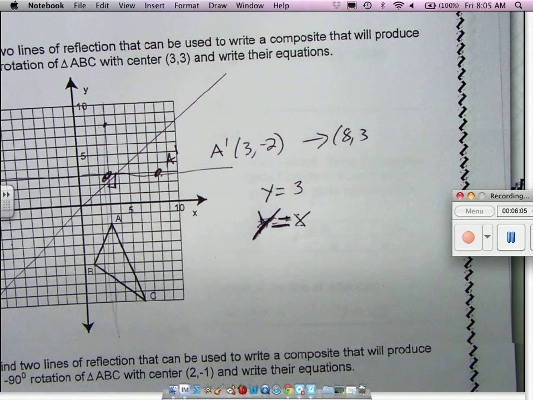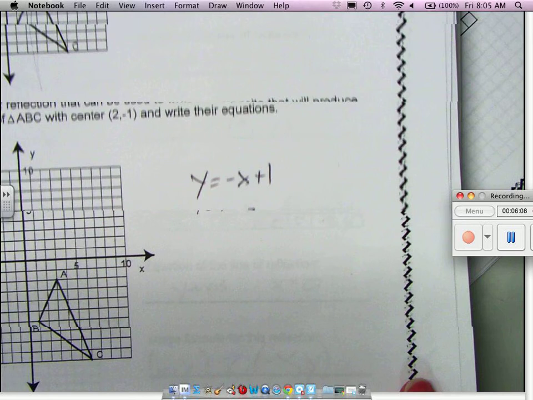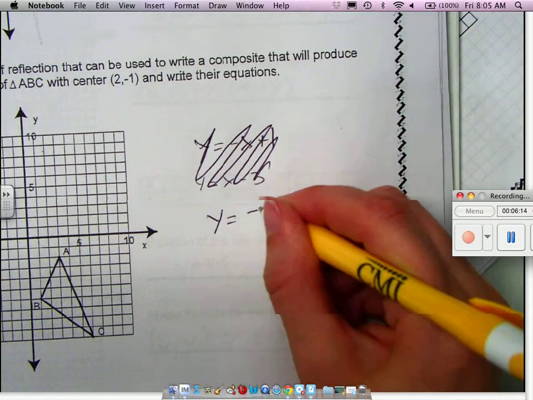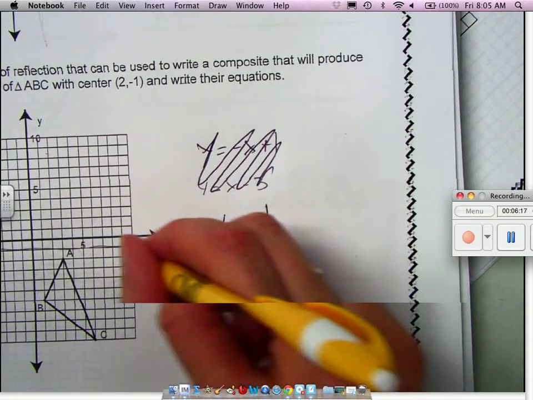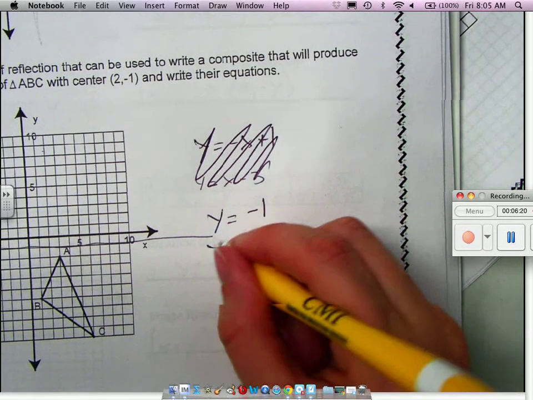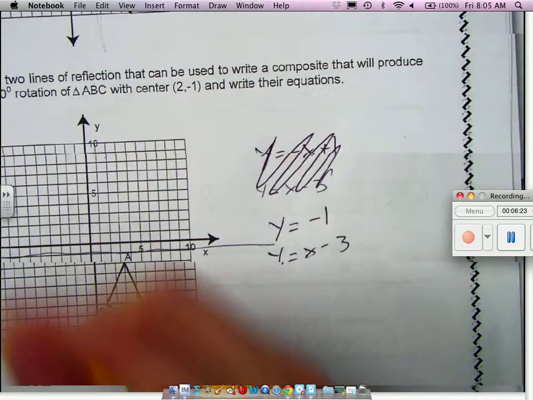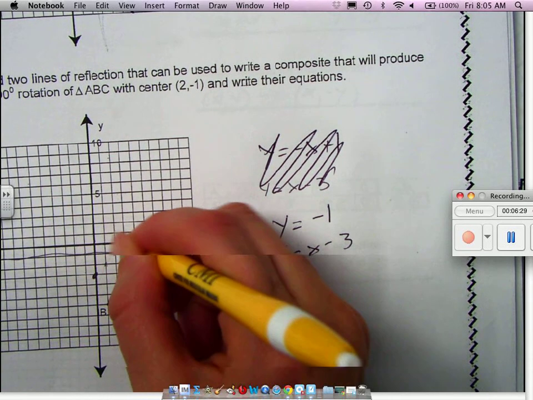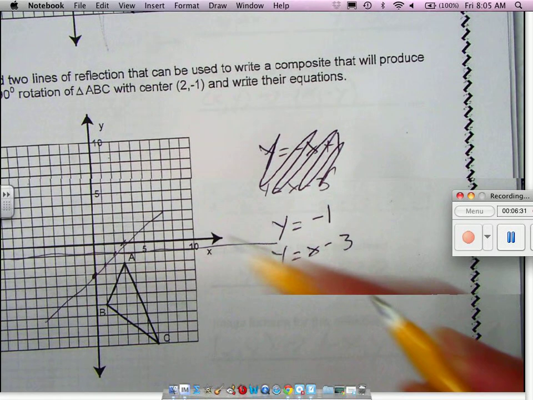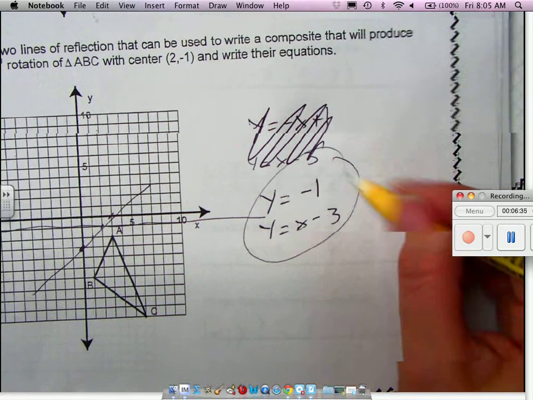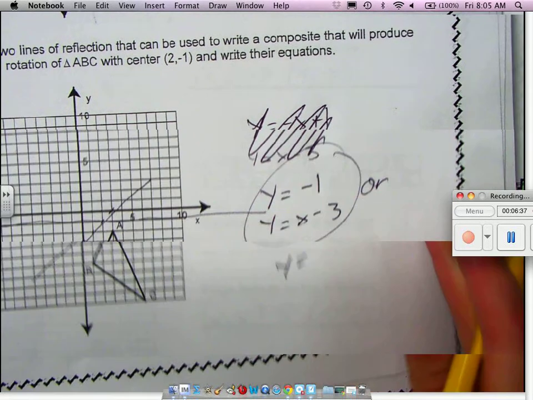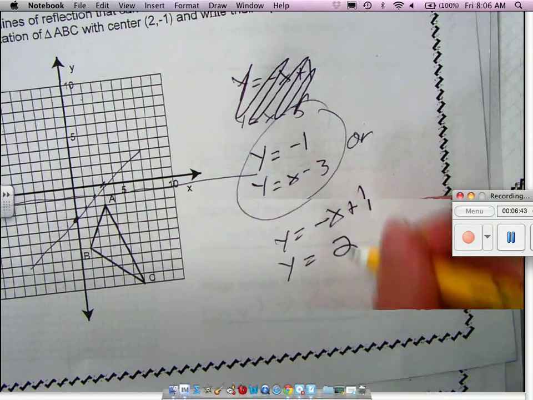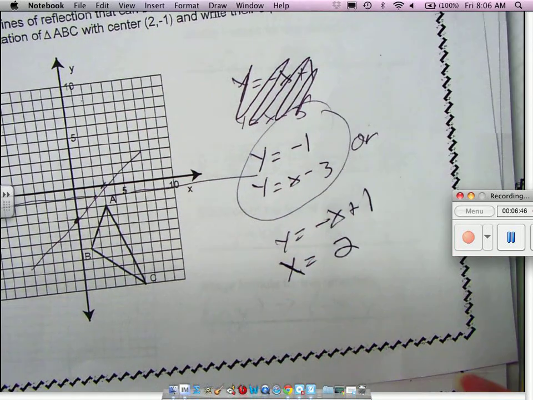Next, we're going to do y equals negative 1. So right here, y equals negative 1. And then y equals x minus 3. So we start at negative 3. We go up 1 over 1, up 1 over 1, up 1 over 1. Or you could do, there's two answers, this one, or y equals negative x plus 1 and x equals 2, excuse me. So either of those.